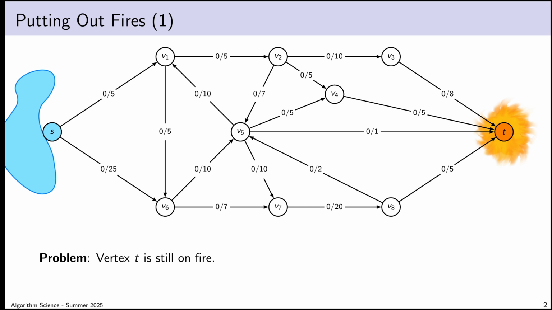I can't help but think that there was something else we had to get to today. Oh yeah, that's right. So vertex T here is still on fire. So I guess we do need to put out that fire at some point in the near future.